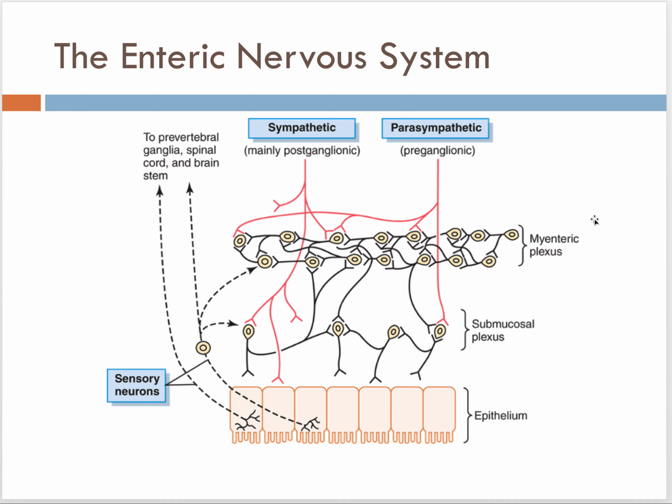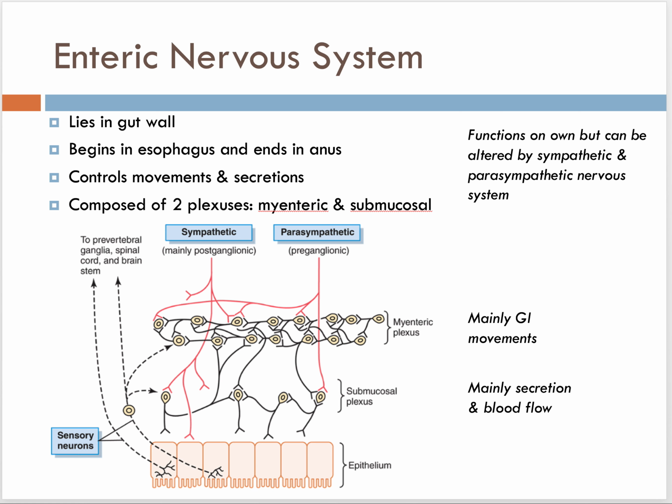Remember, that's where the blood vessels are, everything else, the glands, but it also has these nervous areas. So we've got the myenteric plexus. Remember, myo means muscle, and submucosa means underneath the mucosa. And plexi means web. It's a complicated web of nerves. So knowing that, moving on, the enteric nervous system, it lies in the gut wall.